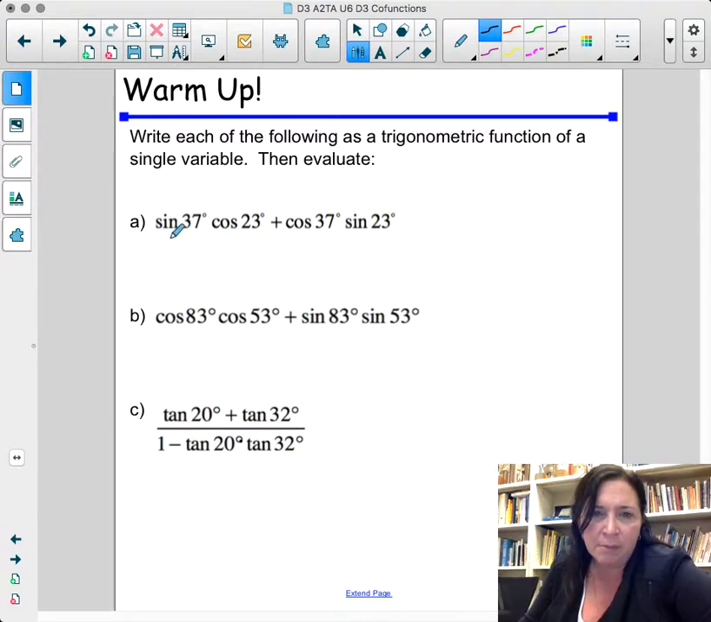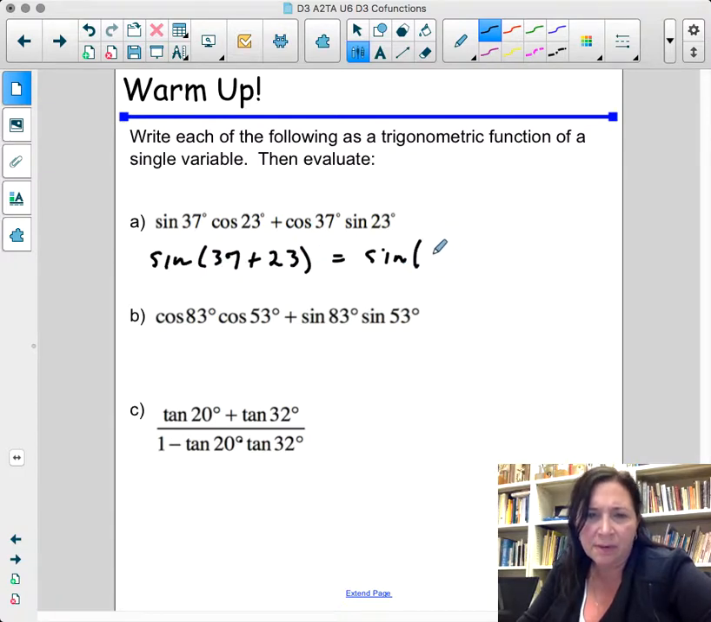And so remember, if it's sine, cosine, and you're adding, this is going to collapse into sine of 37 plus 23. Sine has the same value. So that is going to equal sine of 37 plus 23, which is sine of 60. And sine of 60 degrees is going to equal root 3 over 2.